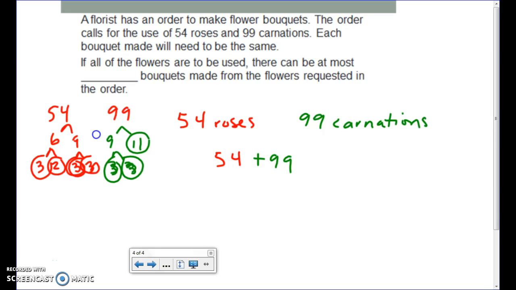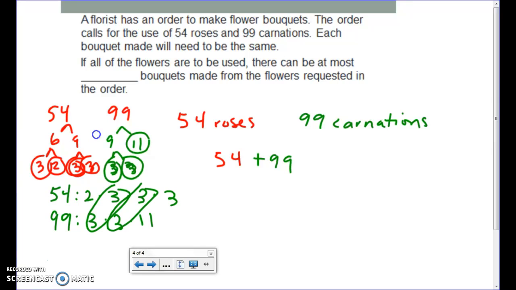Threes. And so 54 would be 2 times 3 times 3 times 3. And 99 would be 3 times 3 times 11. So I see that they share a 3 and another 3, and I know 3 times 3 is 9, so the greatest common factor would be 9. And I know that 9 times 6 equals 54, and 9 times 11 equals 99. So I would have 9 bouquets with 6 roses in each bouquet and 11 carnations in each bouquet. And I would use up all the flowers, and there would be no leftovers.